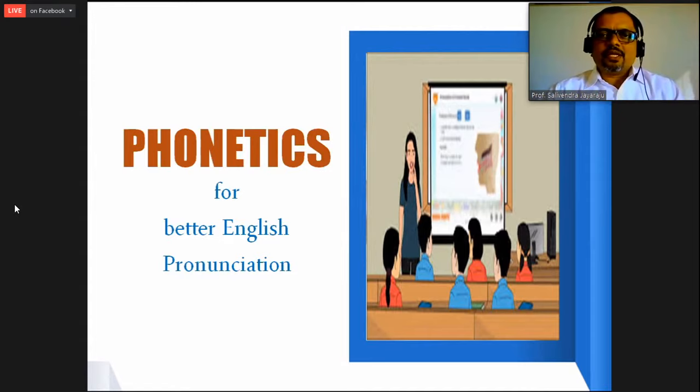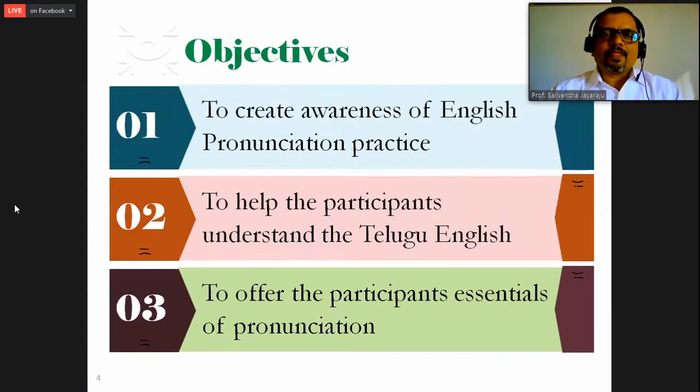I also mentioned this fact during the Q&A session, in response to one of the questions. When we take up grammar, we have an expert's grammar and also the user's grammar, and normally we call it functional grammar. In a similar fashion, we have expert and user's phonetics. Today we are going to reflect the user's phonetics, and that's why I have clearly mentioned under the main topic: phonetics for better English pronunciation.